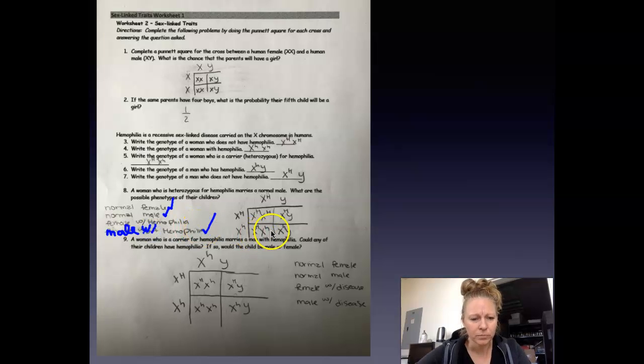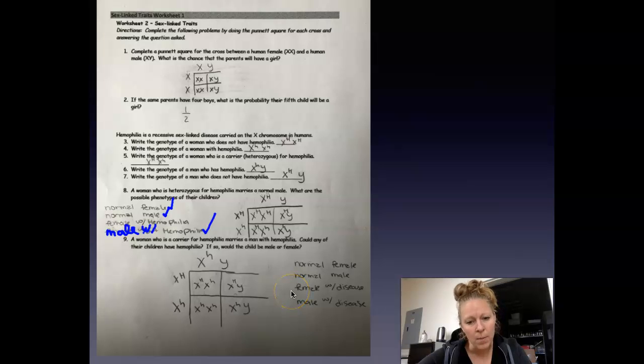So right here. And if we were to do the next one, a woman who is a carrier for hemophilia, big H, little h, marries a man with hemophilia. So little h on the X chromosome, no H on the Y chromosome. So what are the chances that any of their children have hemophilia? So this female does not, she's a carrier. This male does not. This female does, and this male does.